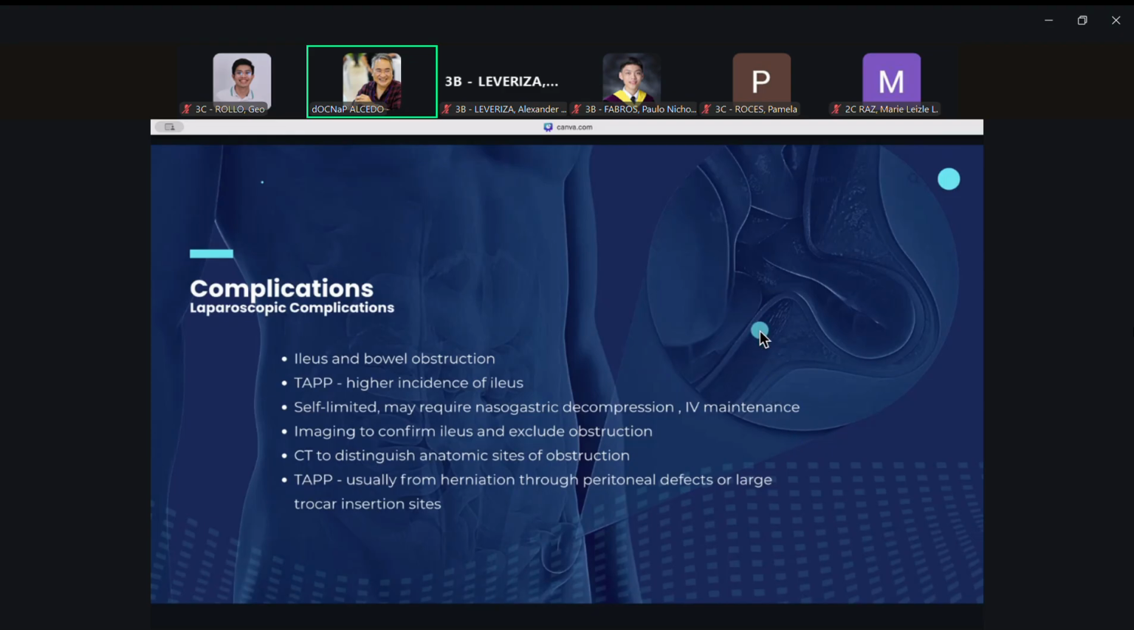So, complications of lap hernia repair: ileus, bowel obstruction, because we approach it intra-abdominally for the top. And then sometimes it may require decompression of the patient, just maintain the patient on NPO. So just to make sure sometimes that this is not just ileus but obstruction, then we might use imaging studies.